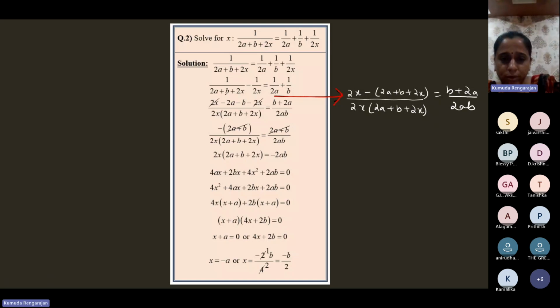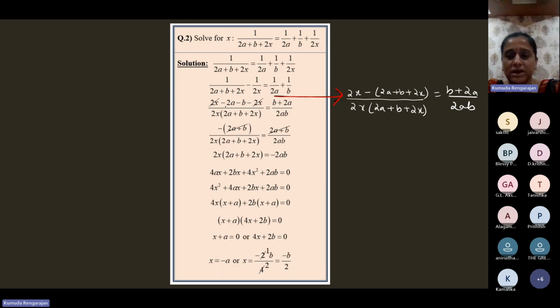Okay, so the product of the denominators is the LCM. 2x into 2a plus b plus 2x is the LCM. So like this one comes here and this one comes here in the numerator. But there's a minus sign, so you'll have to write all these terms in a bracket. That's what I've included here. On the right hand side, multiply the denominators 2a and b. So 2ab is the common denominator. And in the numerator, you will get b plus 2a, which in the next step you can write as 2a plus b.